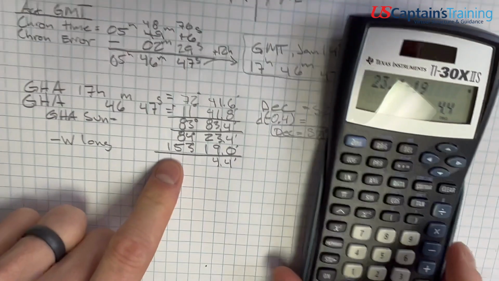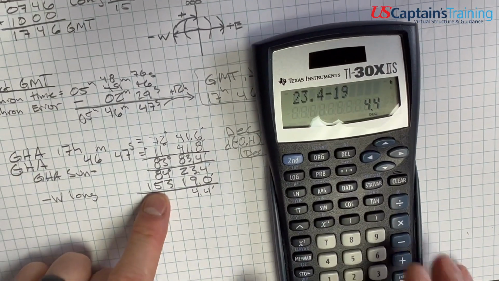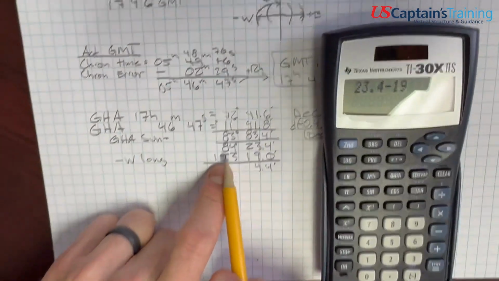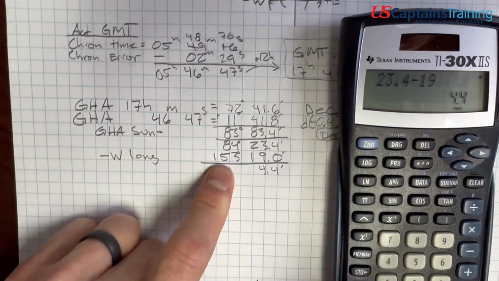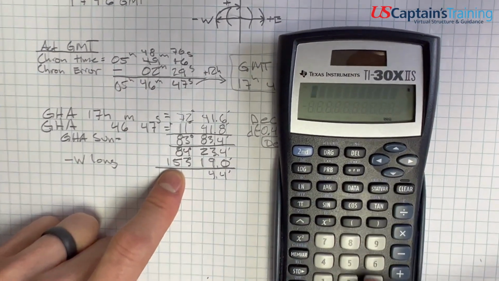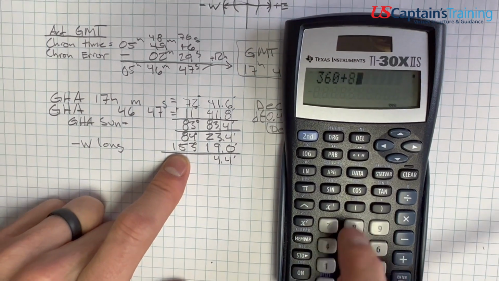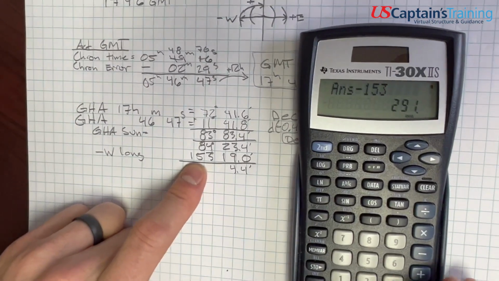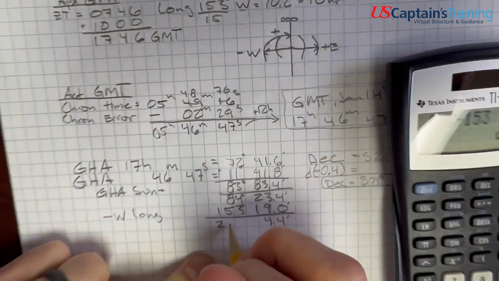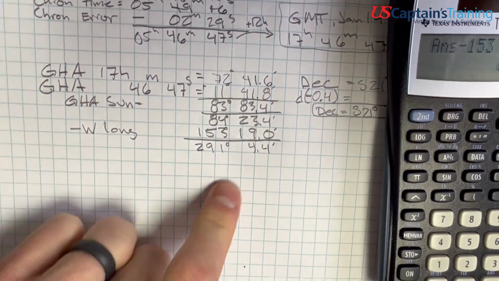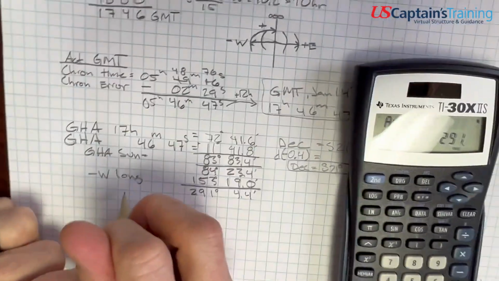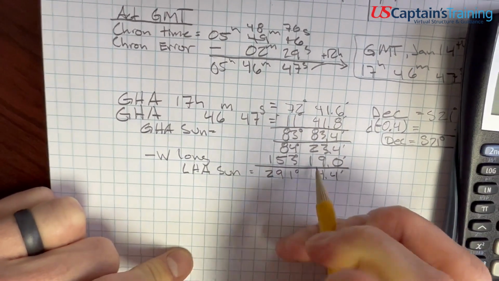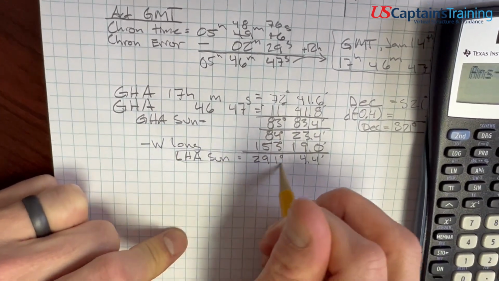4.4 minutes. We can't take 153 from 84, but really we're just on a compass, so we're going around and around, right? So if you add 360 to 84 and then subtract, you'll get the right number. 360 plus 84 minus 153 equals 291. 291 degrees, 4.4, and that's our LHA. That's LHA, or local hour angle of the sun. Okay. Cool.